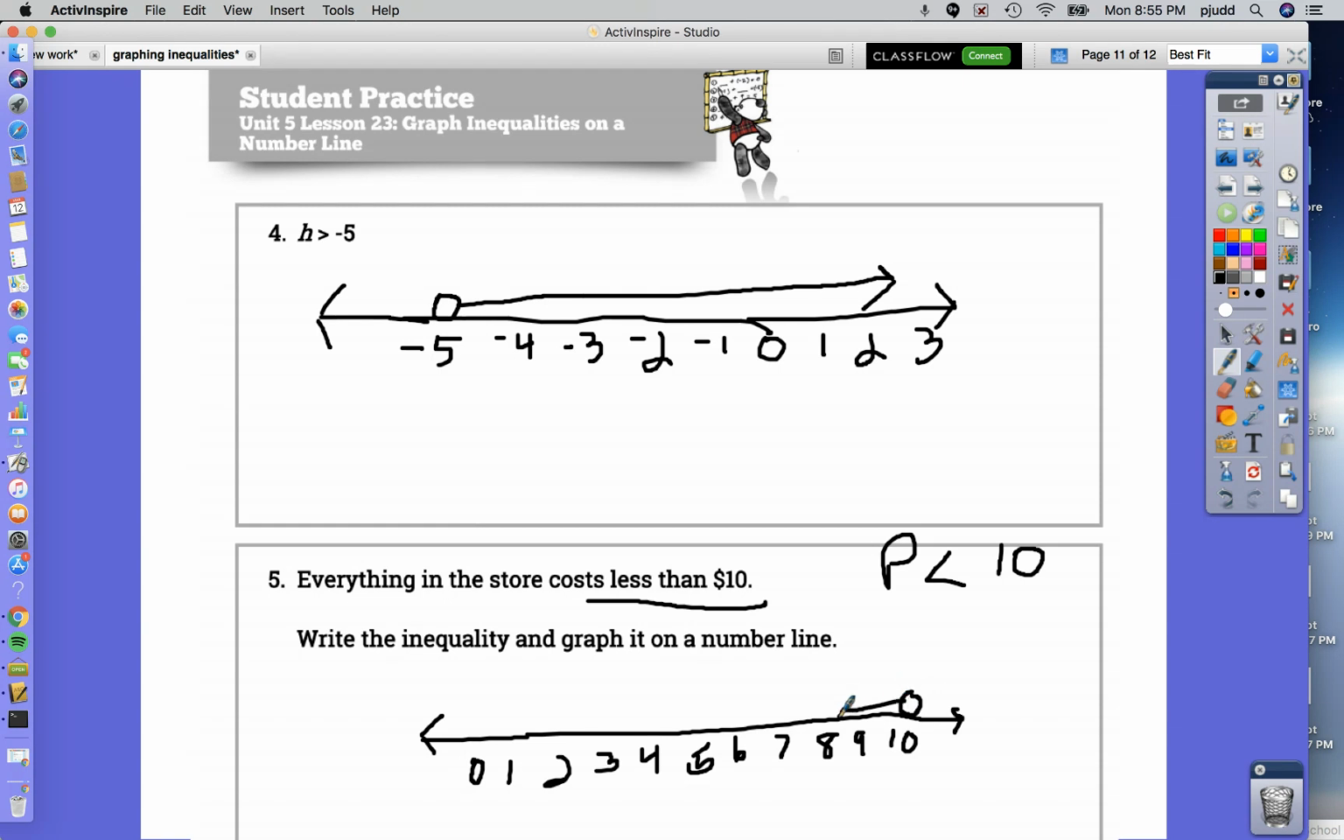So my arrow is going to come this way, but I'm going to take a look at, they didn't say it was free. They said it's less than $10. So this is going to be open here, and this is going to be a closed circle right about here. It's not free, but it could be a penny, could be 10 cents. So that's going to be shaded in.